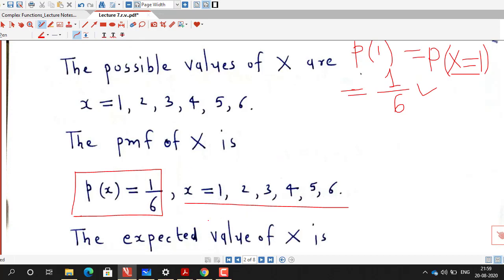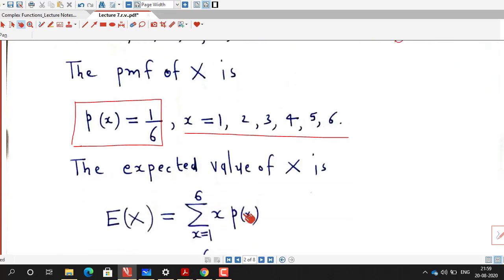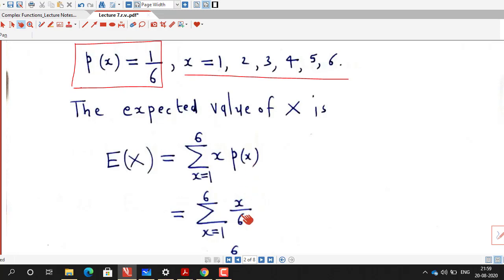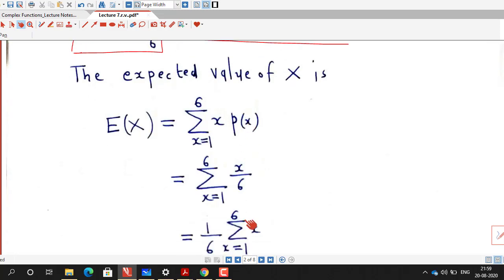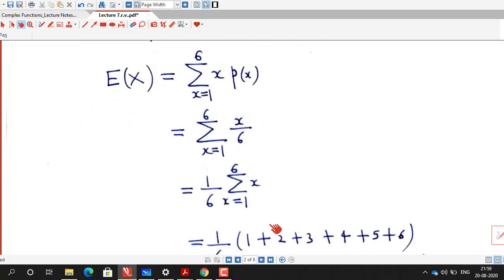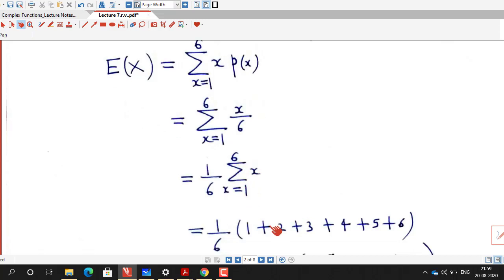Now if I want to find the expected value or mean of this random variable, I will use the definition. By definition, expected value of x equal to sigma x into p of x. Here p of x is 1 by 6 for each value of x, so we put 1 by 6 here. It is the same for each possible value. Now this summation depends on variable x, so we can take 1 by 6 outside. This is sigma x, where x is running from 1 to 6, so 1 plus 2 plus 3 plus 4 plus 5 plus 6.